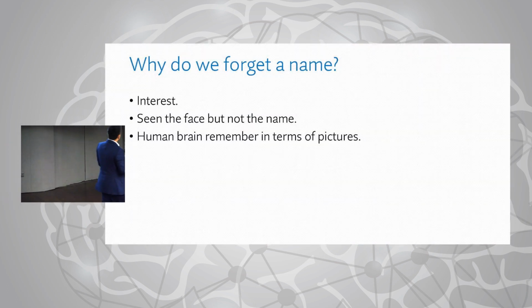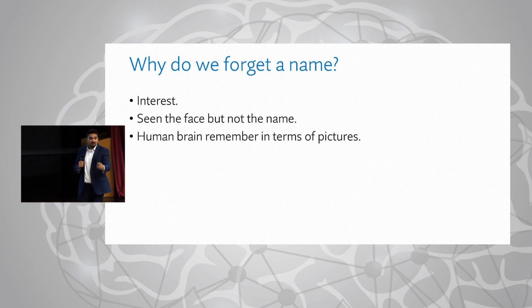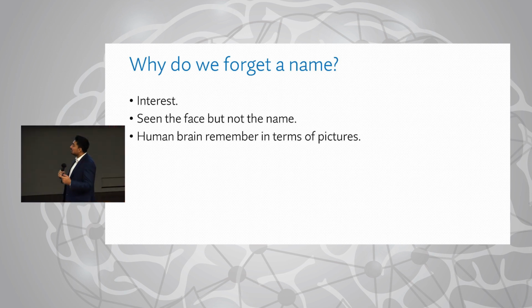Why do we forget a name? Interest. A pretty girl. You remember, right? Her name? Good-looking guy. But if you want to get good at names and faces, this is a bias that you need to remove. Seen the face but not the name. What do I mean by this?